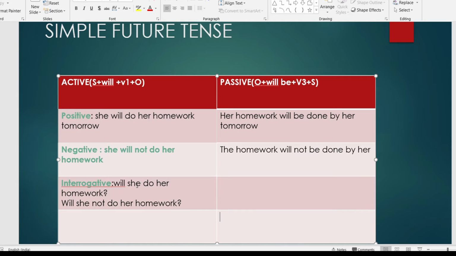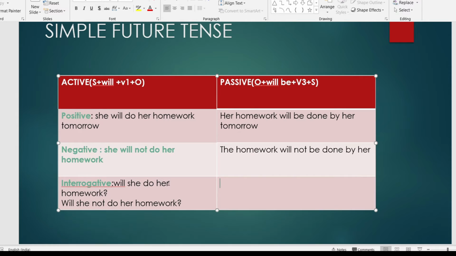Okay. Now, the passive will be, of course, you guessed it right, the homework. Okay, sorry. Will the homework be done by her? Will the homework be done by her? Question mark. Will the homework not be done by her? That's an interrogative negative. Clear? That's too hard to type sometimes.